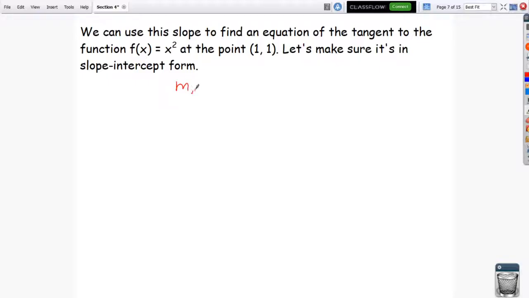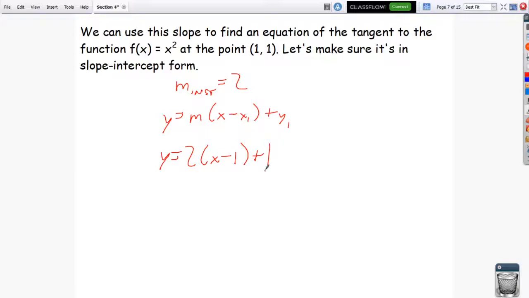Well, we just found out that the instantaneous slope was 2. I happen to remember that formula from last chapter, y equals m times the quantity of x minus x1 plus y1. I plug it in, I get y equals slope 2 times the quantity of x minus x1, which is 1, plus 1. There, I've now got the equation of my tangent line.